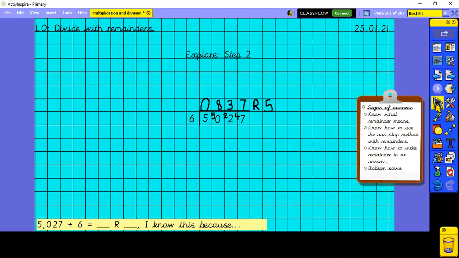So well done if you had a go and got that correct, and if you didn't, have a look at where you made your mistake. It could be here with the carrying or with your remainder.